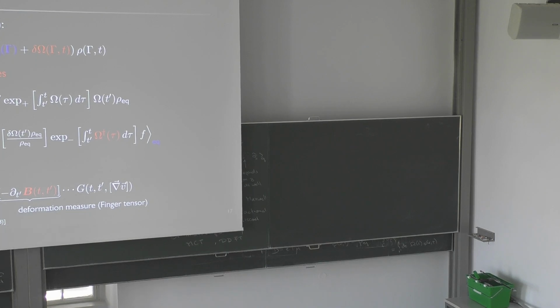If you want to do extensional flow or whatever, you don't have a shear rate here. You have something that is called the Finger tensor. Biologists know it because it's a frame invariant measure of the deformation that happened.